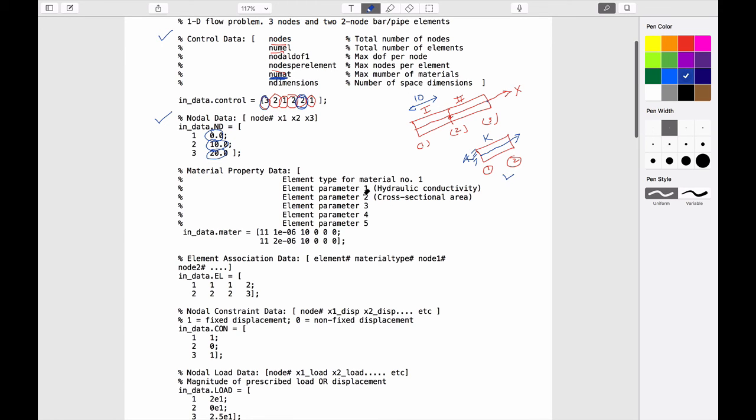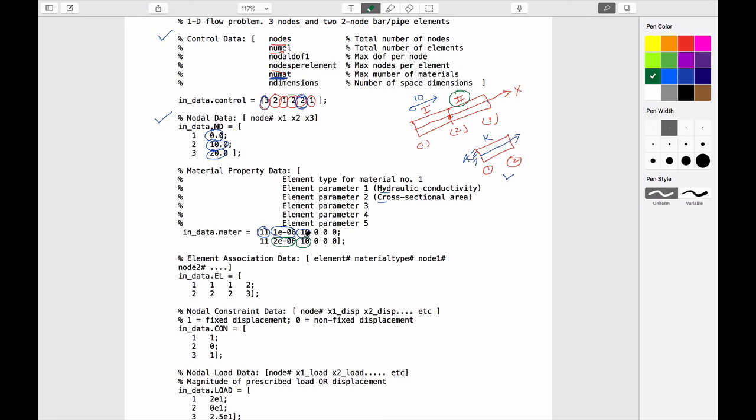So parameter number 1 is hydraulic conductivity. We've defined that. Parameter number 2 is cross-sectional area A. We've defined that. And it just goes here. So 1,1 is the code for the element type, this particular element. This is hydraulic conductivity of element number 1. This is cross-sectional area of element number 1. For element number 2, 2 times 10 to the minus 6 is hydraulic conductivity.